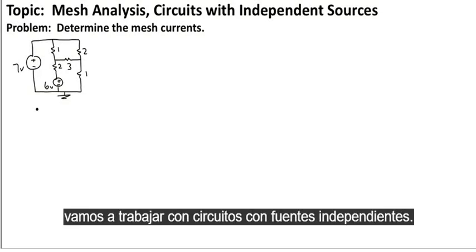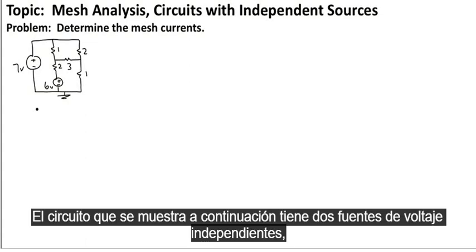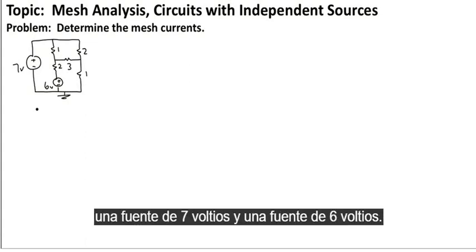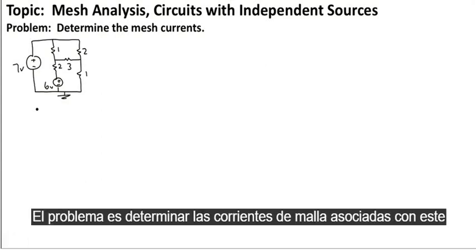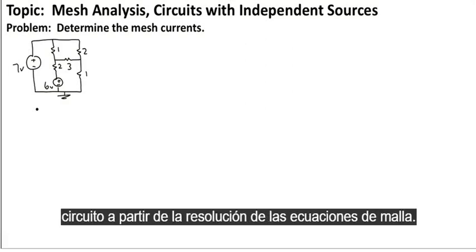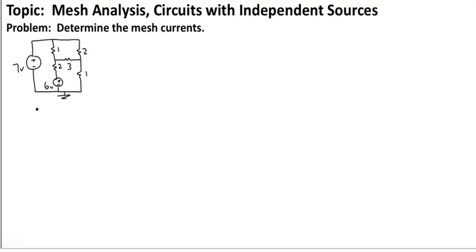And we're going to be working with circuits with independent sources. The circuit shown below has two independent voltage sources, a 7-volt source and a 6-volt source. It also has 5 resistors of varying values. The problem is to determine the mesh currents associated with this circuit from solving the mesh equations.